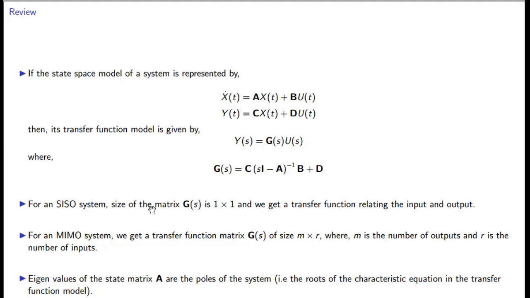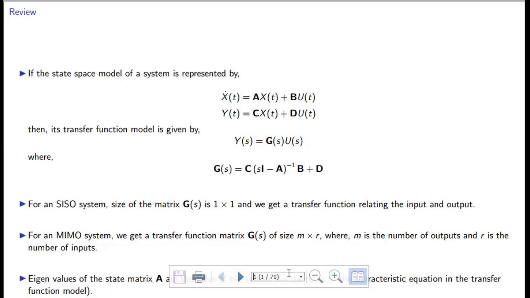If it is an SISO system, G(s) straight away gives me the transfer function, and if it is an MIMO system, instead of getting a transfer function, I will get a transfer matrix where the size of the matrix is decided by the number of outputs and the number of inputs. So the size of the transfer matrix is going to be m cross r.